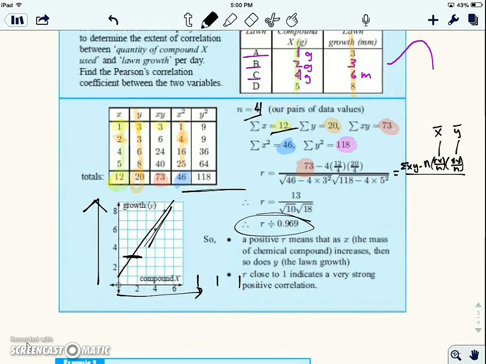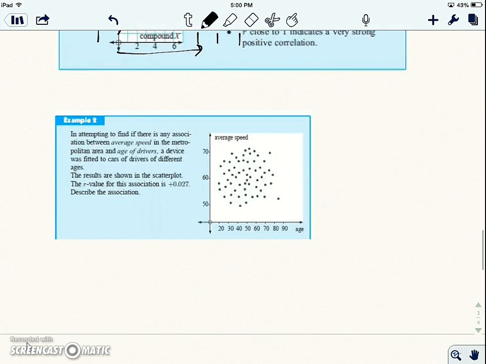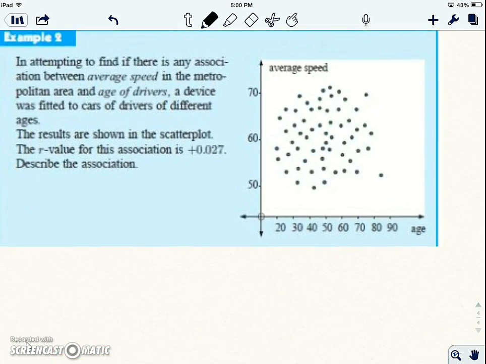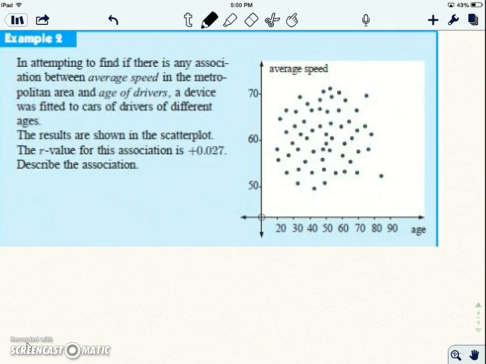Again, nobody would want to do that. So let's look at this real quick. In attempting to find if there's any association between average speed in the metropolitan area and age of drivers, a device was fitted to the cars of drivers of different ages. The results are the following scatter plot. Notice that it has a positive 0.027.